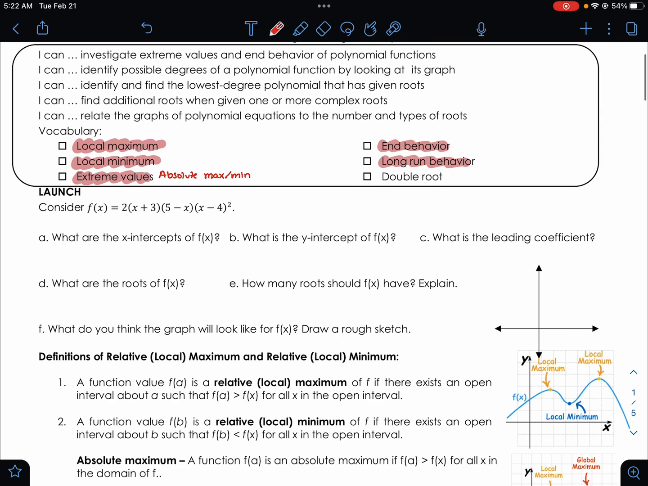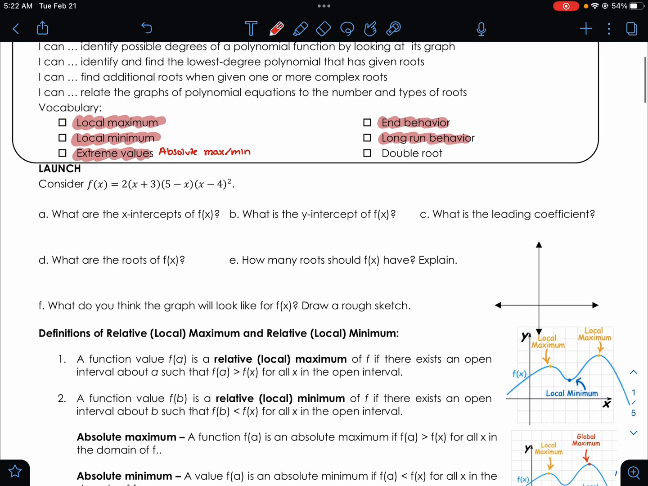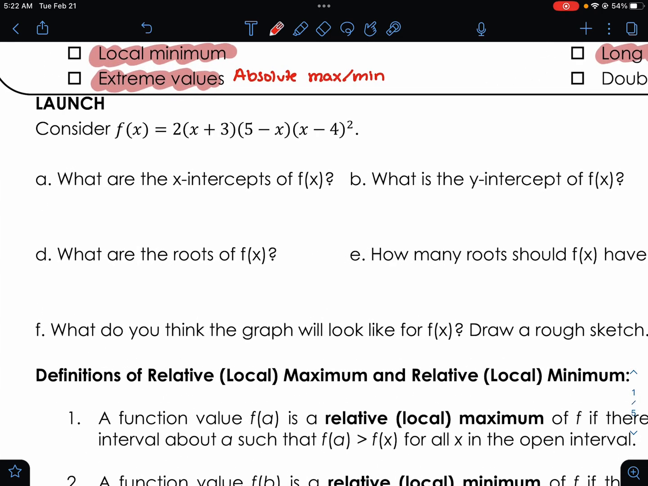So here's what we're going to start with. We're going to start with this warm-up. It says, what are the x-intercepts of f of x? So if we're looking at these x-intercepts, we could tell by looking at each of these factors, we'd set them equal to 0 and find out that our x-intercepts are x equals -3, x equals 5, and x equals 4.